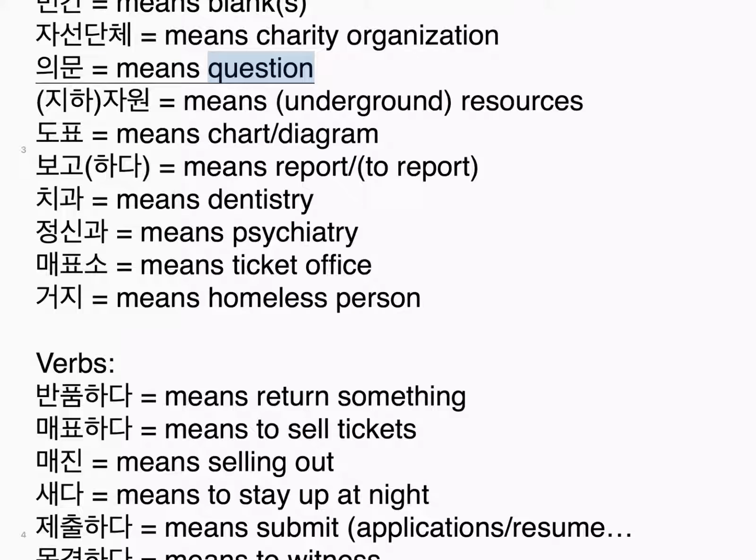의문 means question. 지하자원 means underground resources. 도표 means chart, diagram. 보고하다 means to report. 치과 means dentistry. 정신과 means psychiatry. 매표소 means ticket office. 거지 means homeless person. Verbs. 반품하다 means to return something. 매표하다 means to sell tickets. 매진 means selling out. 세다 means to stay up at night.